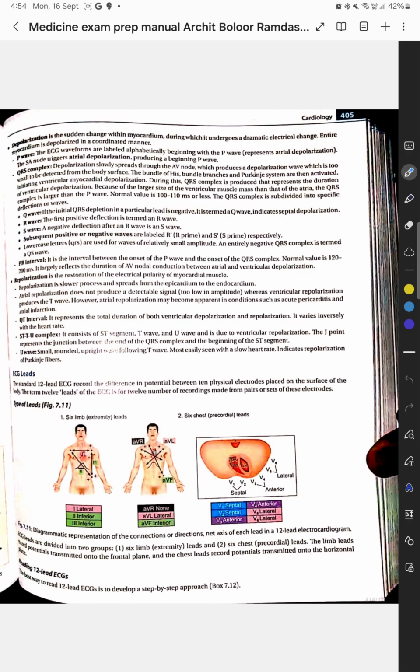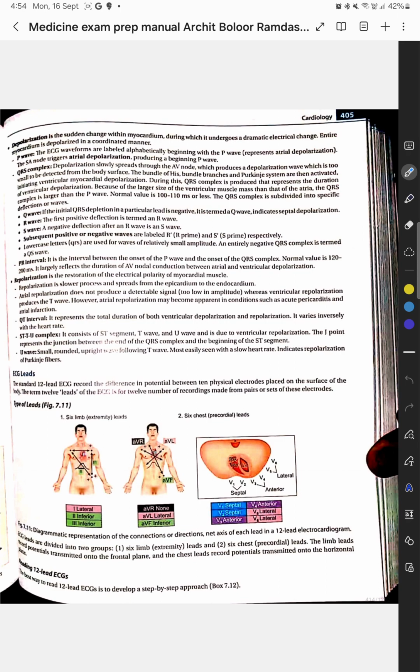Repolarization is the restoration of electrical polarity of the myocardial cells. Repolarization is a slower process and spreads from the epicardium to the endocardium. Atrial repolarization does not produce a detectable signal, whereas ventricular repolarization produces the T wave. However, atrial repolarization may become apparent in conditions such as acute pericarditis and atrial infarction. QT interval. It represents the total duration of both ventricular depolarization and repolarization. It varies inversely with the heart rate.